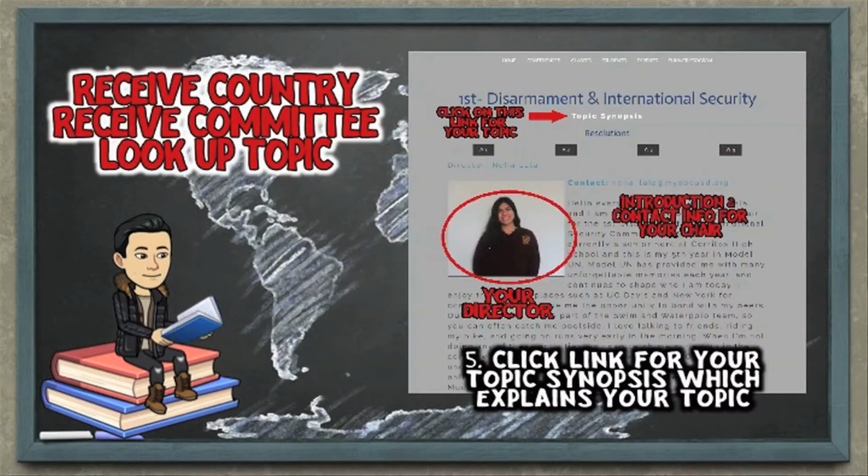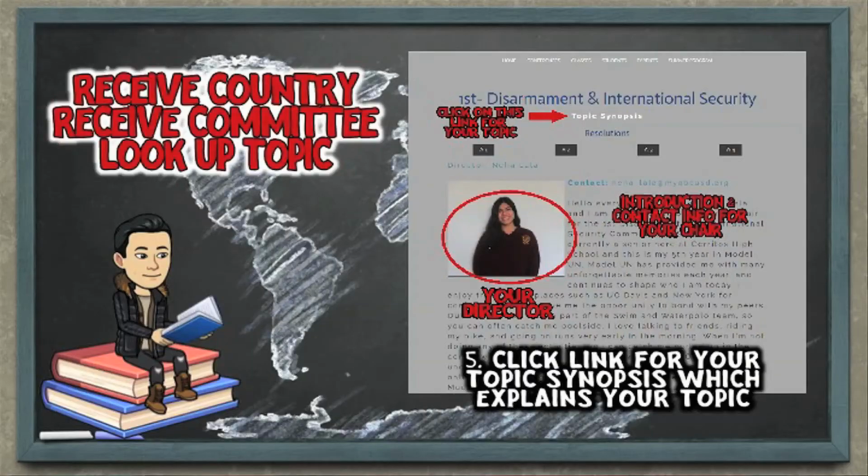So when you click on it, you're going to arrive at a new page. This new page will say at the top your committee. So make sure your committee matches this. You see the picture here. This is your director, and so that is the person you're going to be looking for when you get to committee. That's also the person who's grading you at the conference, and it's the person who wrote the paper. So be careful when you do research and you write your papers that you don't just copy the information there, because the person grading it is the person who ultimately wrote the paper for your committee.